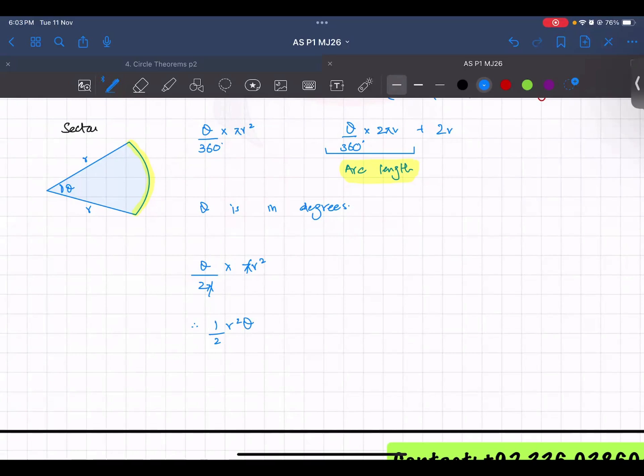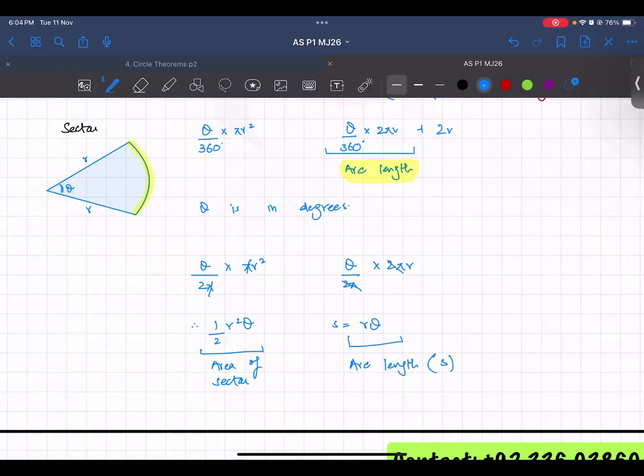Now in this one, the theta is in radians. And over here, theta upon 2 pi multiplied by 2 pi r. So this and this cancel out. So r theta, this is your arc length. This is the new formula for the area of sector, and this is the new formula for the arc length. And the new variable that you would use for arc length is s. So s is equal to r theta.